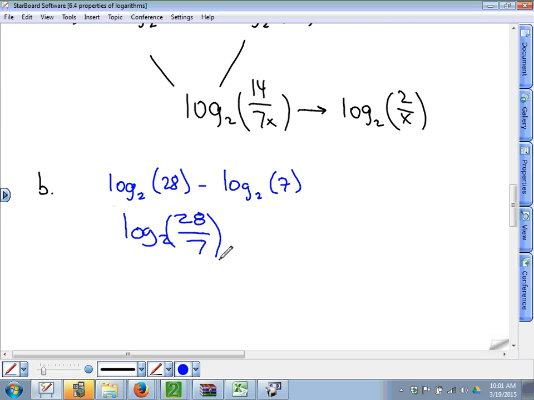You guys agree 28 over 7? Why isn't it 28 times 7? Because it's a minus sign. Okay, continue. Log base 2 of 4, fantastic. And that's equal to 2. Thank you. Questions?